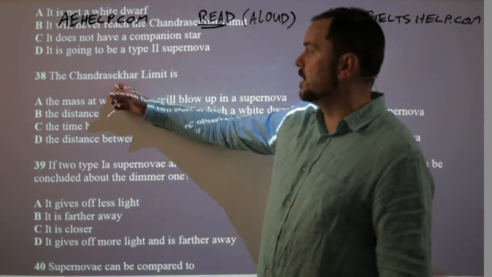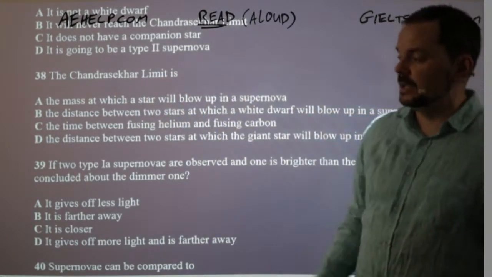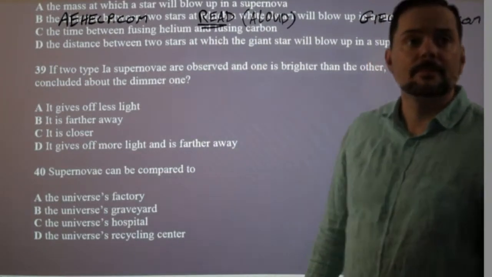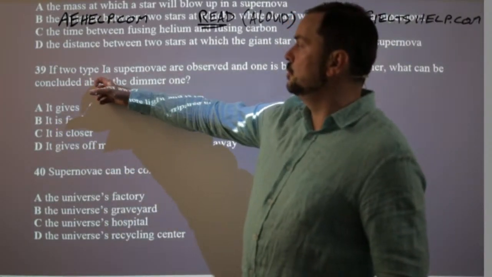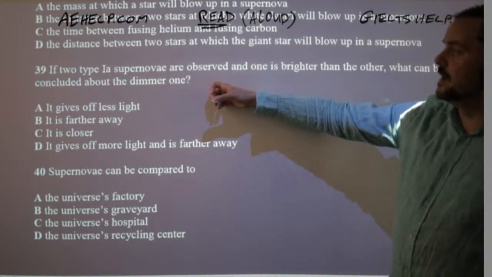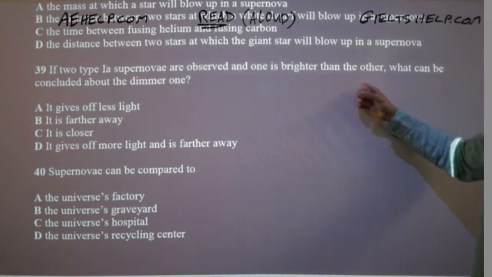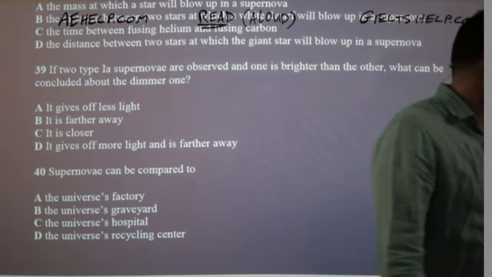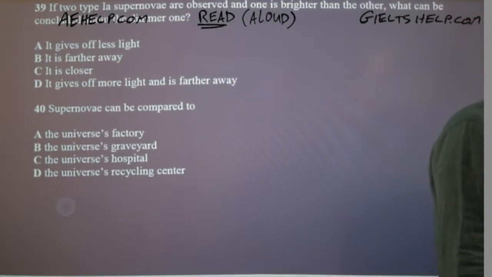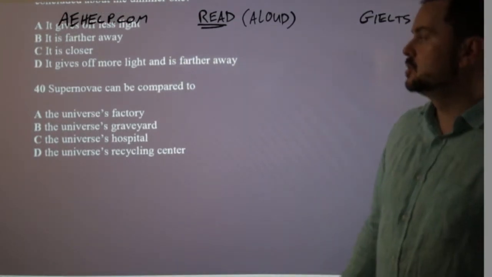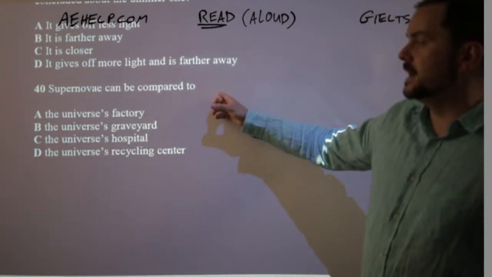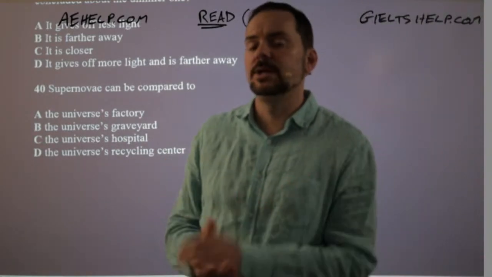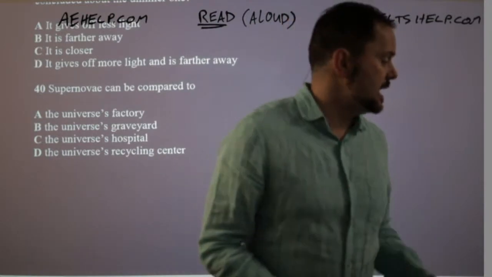The Chandrasekhar limit is, all right, if two type 1a supernovae are observed and one is brighter than the other, what can be concluded about the dimmer one? Supernovae can be compared to. All right, so we've read those. We have a bit more clarity on this passage now. Now we start reading.